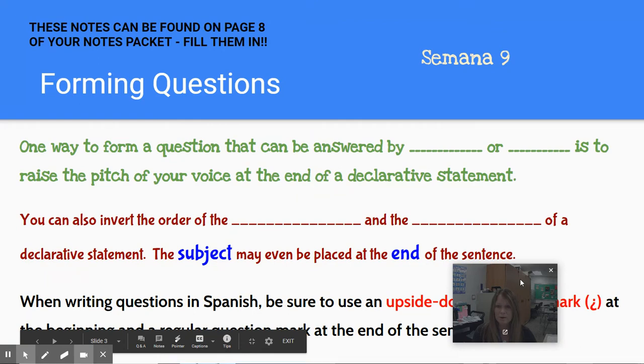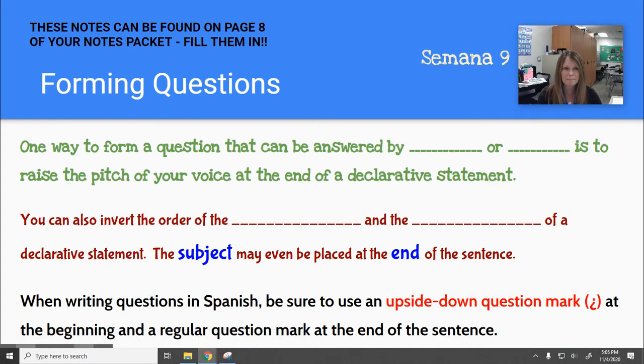So let's talk about how to form questions. Let's begin. This is on page 8 in your notes packet. You're going to fill this in as you go. If you need to, you can pause this and go get that, and then let's start.